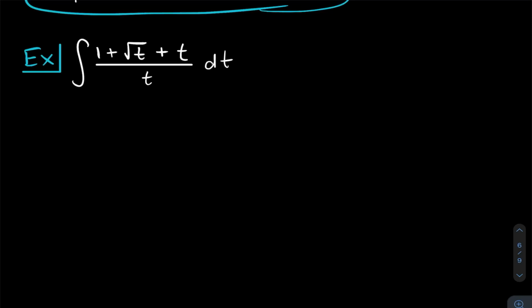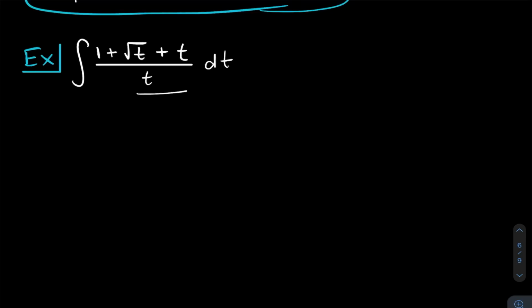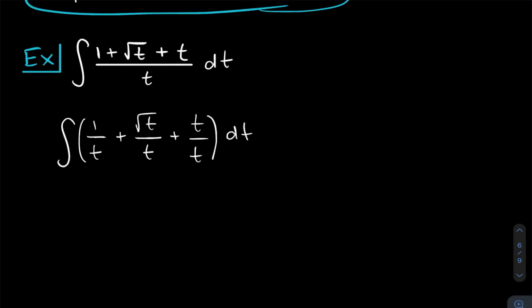Well, that doesn't really look like something we could do reverse power rule on right now, but how do we make it something that we can do reverse power rule on? Well, remember something that we know about fractions. We can split this guy up because we have multiple terms in the numerator. And so we can write this thing as the integral of 1 over t plus rad t over t plus t over t. And you put that thing in parentheses here.